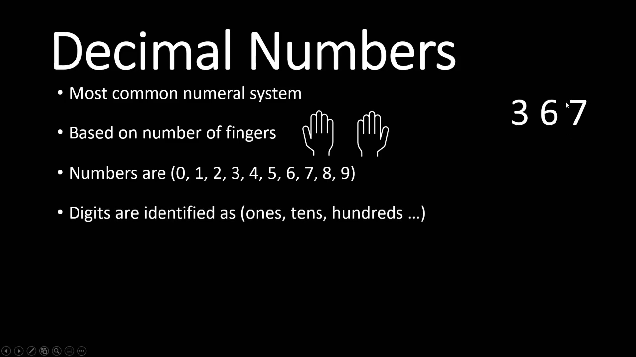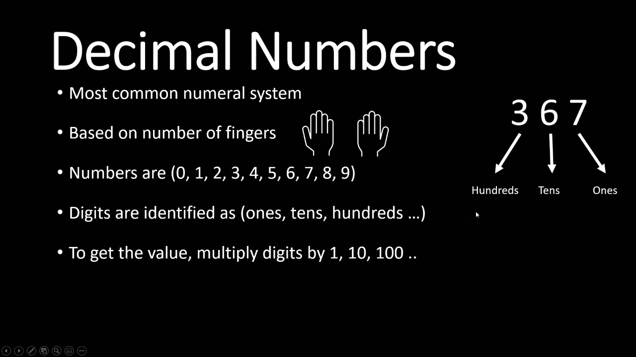7 is ones, so this 7 is only 7. 6 is tens, which means this number is 60 actually, and this 3 is 300, so this number is hundreds. And we can keep going on for thousands, tens of thousands, hundreds of thousands, millions. So let's try to classify these numbers into hundreds, tens, and ones. If you want to get the value of any of these numbers, you multiply it by the unit of this location. So the number here is multiplied by 100, the number here is multiplied by tens, and this number is multiplied by ones, which means the same number exactly.